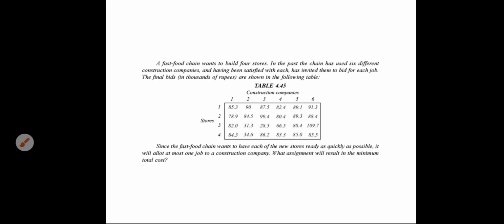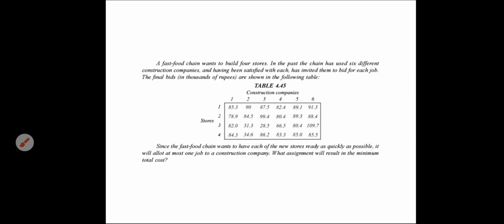Since the fast food chain wants to have each of the new stores ready as quickly as possible, 4 stores are required to be ready. If it will allot at most 1 job to 1 construction company, what assignment will result in the minimum total cost? So you have to choose any 4 construction companies out of 6. Now you solve this problem with the help of assignment modeling.